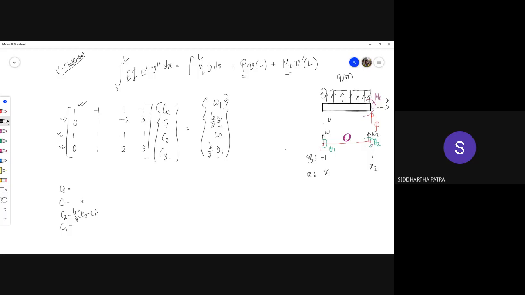If C2 is found, then C0 is W1 plus W2 by 2, by adding the first and the third equation, minus C2, which is Le by 8 times theta 2 minus theta 1.